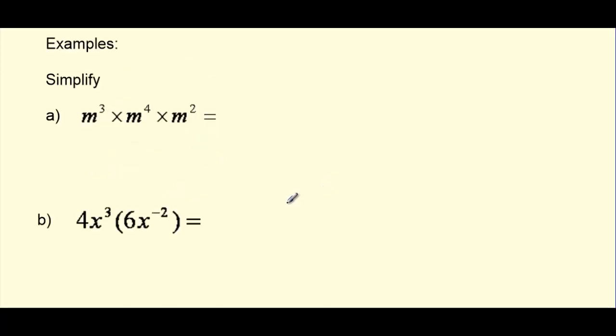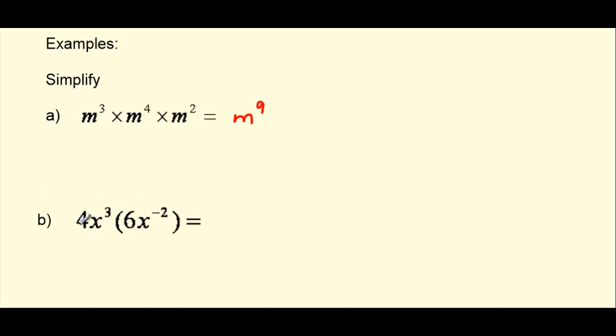Here are some quick examples. M cubed times m to the exponent 4 times n to the exponent 2. We have all the powers which have the same base, and they're all multiplying, so let's add the exponents. 3 plus 4 plus 2 is 9, so this just equals m to the exponent 9.